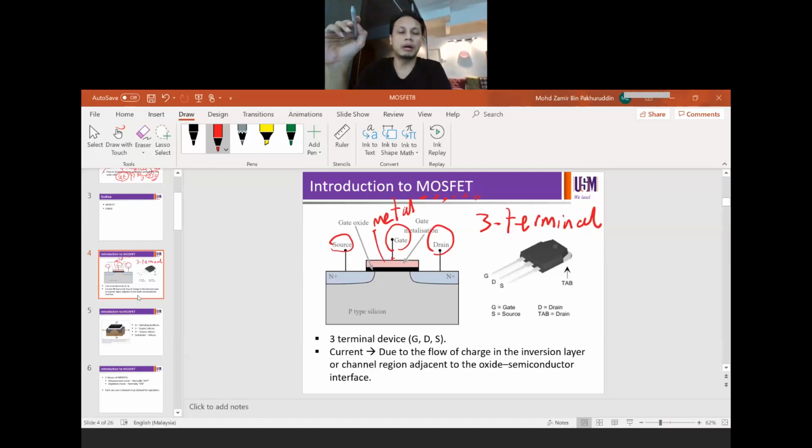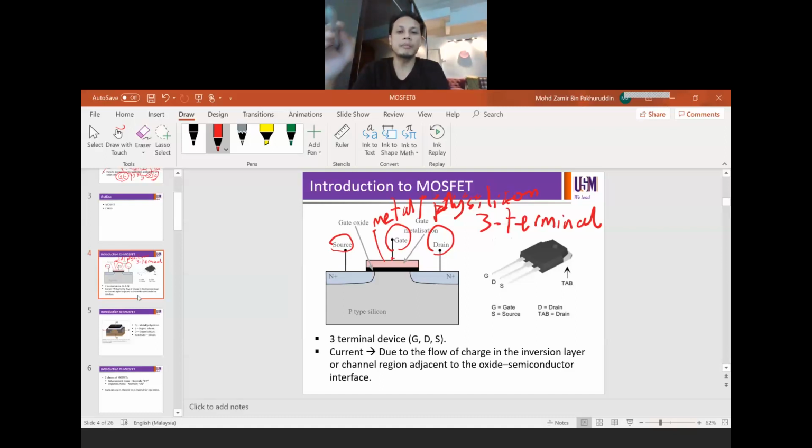But the metal gate was used in the past, and in recent years manufacturers are using a polysilicon gate. That means it's based on a silicon gate. Even though it's still called MOSFET, the gate uses polysilicon material instead of metal. Last time it was aluminium, now it's polysilicon. We're going to learn about polysilicon a little bit more in the fabrication process next semester.